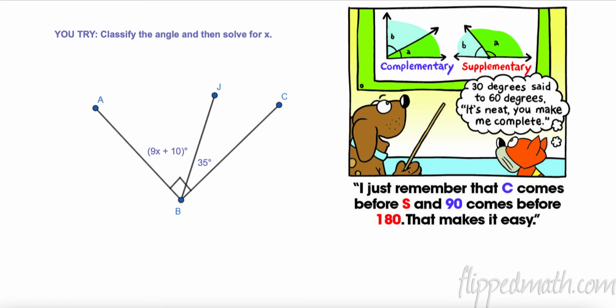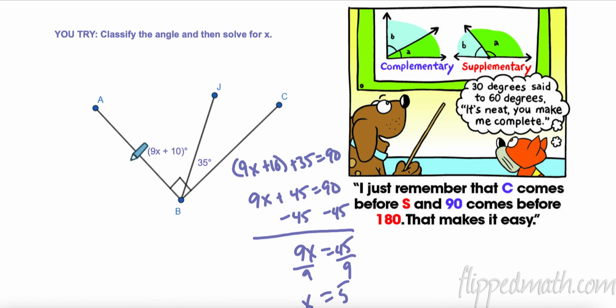All right, so I want you to pause the video right now and try this one on your own. All right, so let's take a look. The first thing I notice is that this makes this angle ABC a right angle. We have two angles that make a right angle or 90 degrees. That means they are complementary.